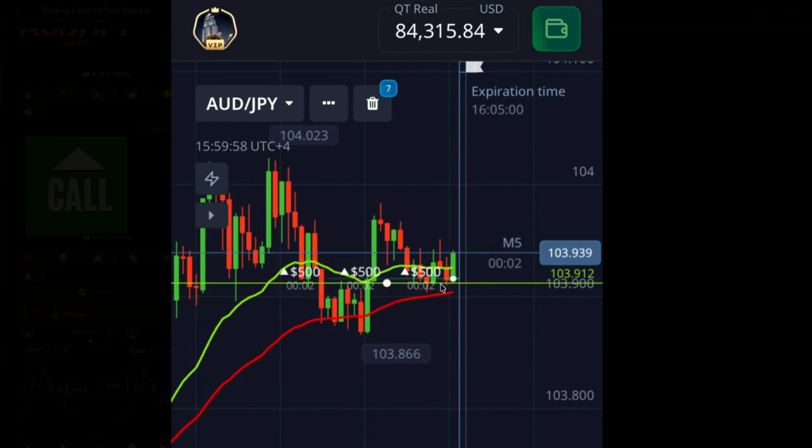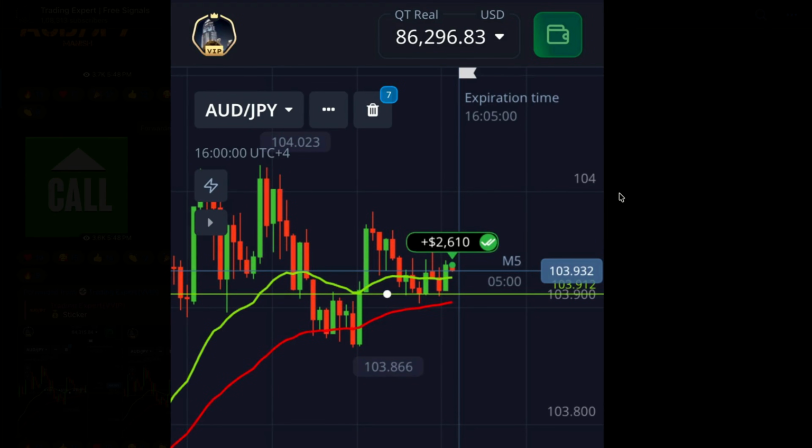Here there was a good support level plus the moving average was also indicating for the upside. Price reacted from the support level and this was a confirmation for the bullish side. We took this trade and we won it.